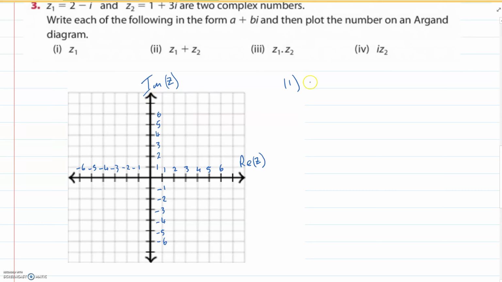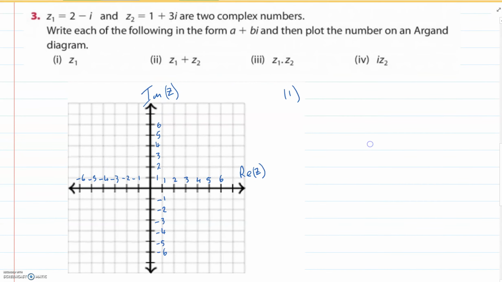Okay, so what is part 1? The answer is Z1. You don't have to do any calculations, it's just Z1. So they want you to plot 2 minus i. So you go to 2 on the real part, you go to minus 1 on the imaginary axis, and that is the solution there to part 1. So I'll put a little 1 beside that.